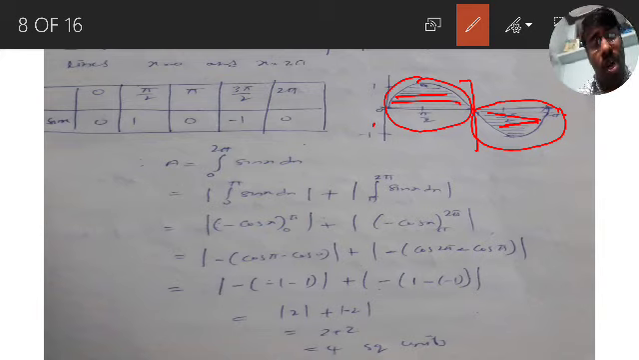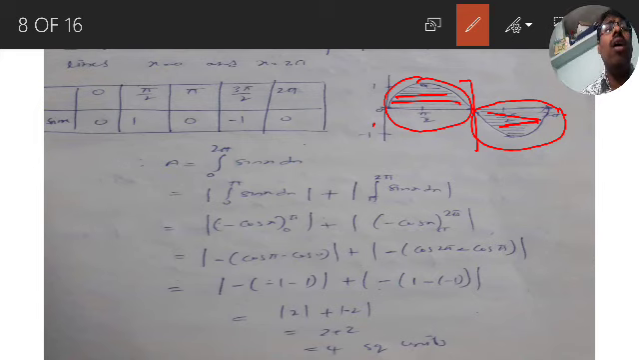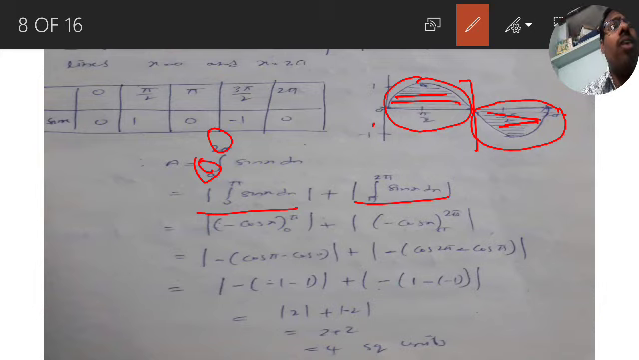Whenever a curve crosses the x-axis, as I already gave in the formulas, then for each region you have to take a mod. So 0 to 2 pi, what I am doing is 0 to 2 pi can be written as 0 to pi and pi to 2 pi.